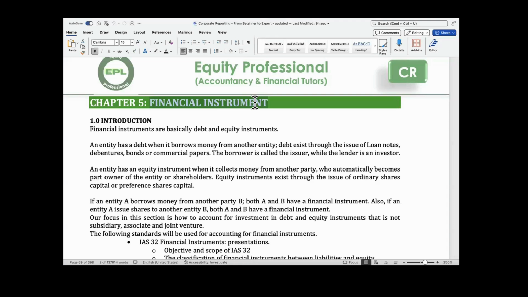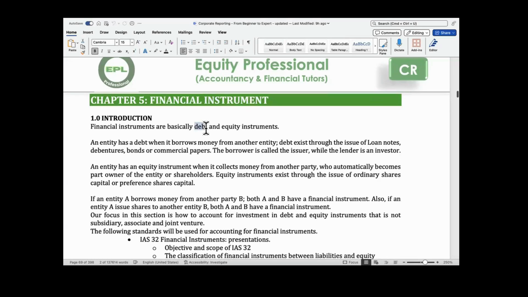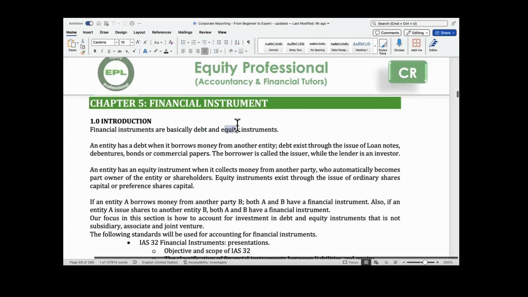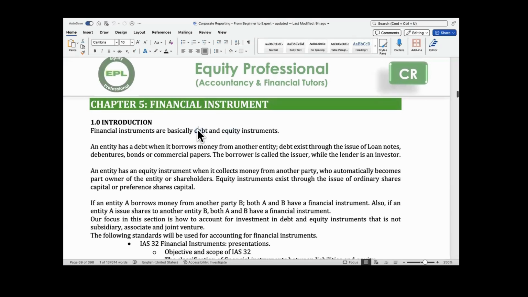So before I go into which standard we're going to use to narrow down into what financial instrument is, broadly speaking, when we talk about financial instruments, there are majorly two things. They can either be debt instruments or they can be equity instruments. So basically, financial instruments are debt and equity instruments.